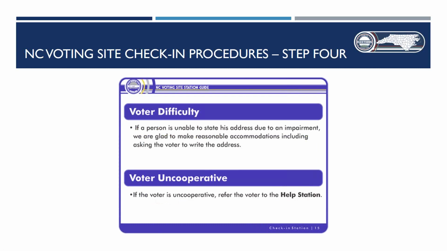And this is another one of those rare instances in which the voter may say he or she cannot speak. They have a genuine impediment. It's not unwillingness, it's disability. They are allowed to show you their driver's license in that instance so that you can obtain the name and the address.